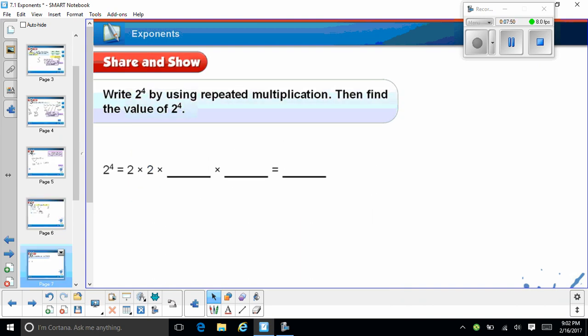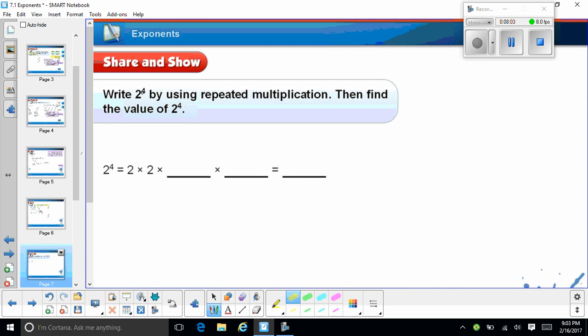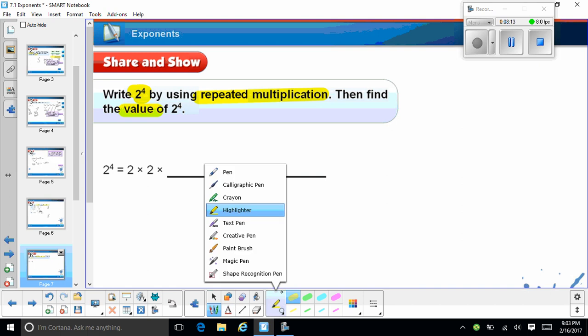All right, finally, we have our practice problem here. They are giving us our exponent already written, so I have to write the fourth power of 2, and I want to use repeated multiplication. I need to find the value. So let's go ahead and get started with that.